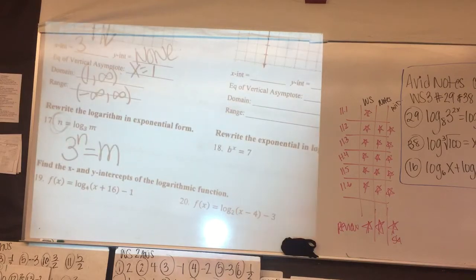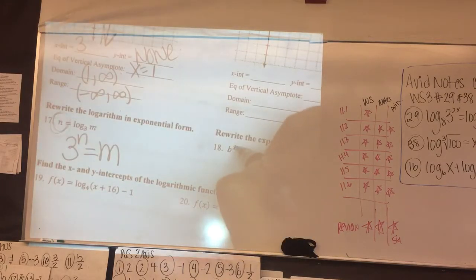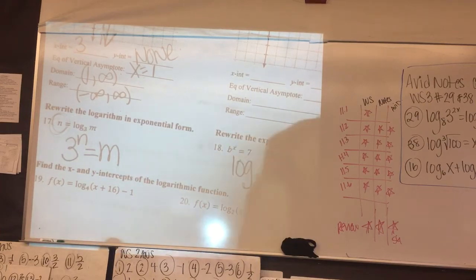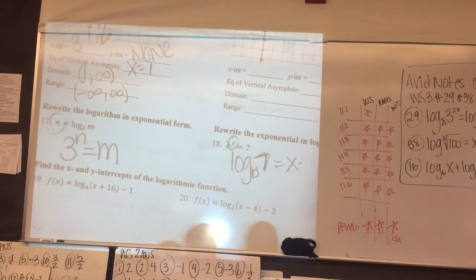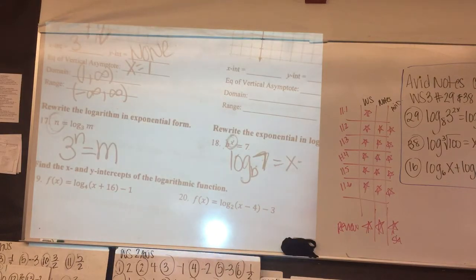Okay. So here it's b to what power is 7? We're going to put it back in logs. Remember, it's this number to what power? Well, it's b to what power? So it's b. What power? That's the x over here. So b to what power is 7? Very good.